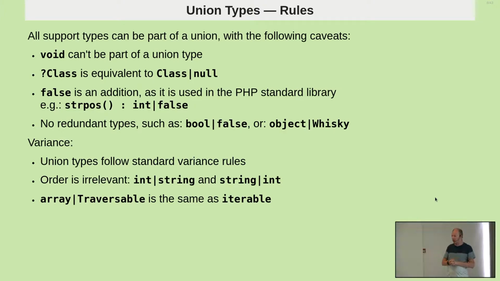The order is irrelevant, so int or string is the same as string or int, whichever you want to use, up to you. And there's also an additional built-in union type that we added, which makes array or Traversable the same as iterable. In PHP 8.2, we switched that around so that iterable is now the same as array or Traversable, but you should not notice that anywhere in your own code.